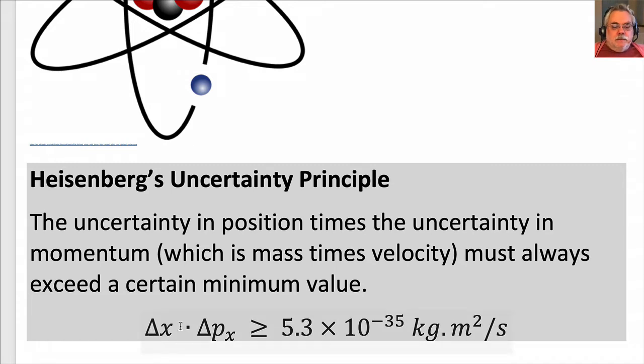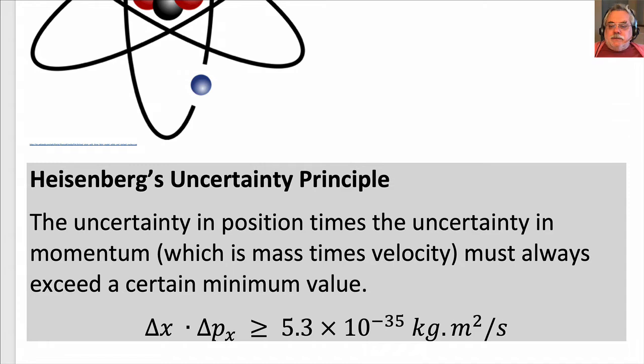Uncertainty in position times uncertainty in momentum is greater than or equal to this value. This formula is for a particle or object moving much slower than the speed of light, which is true for most electrons in atoms. The value on the right-hand side is called h bar over 2, where h bar is the reduced Planck's constant, but we won't need to know this for this class.